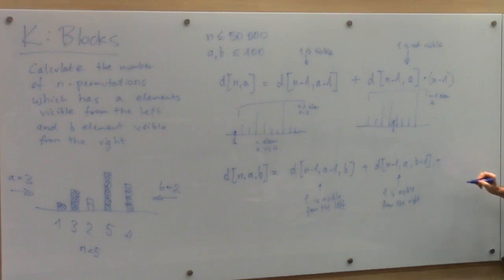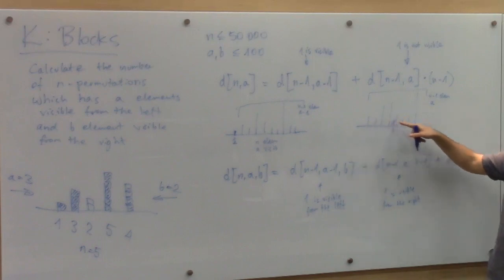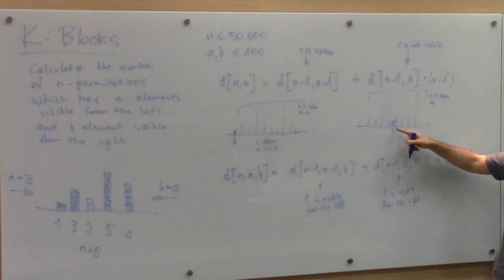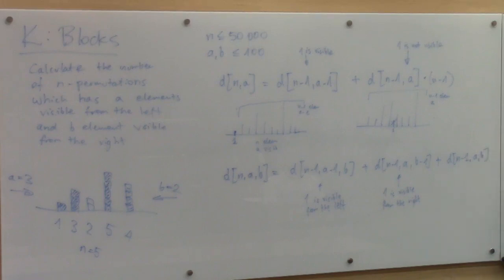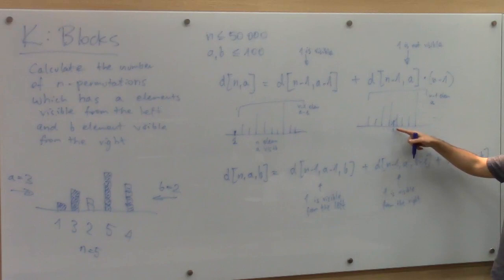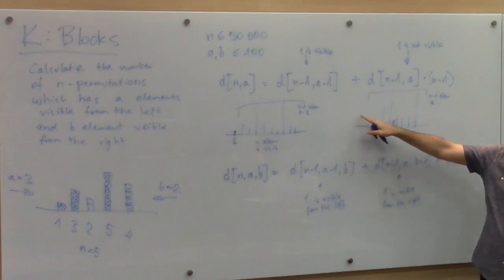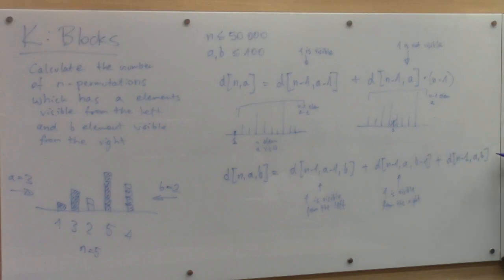And we are left with the last case where 1 is not visible. Then you can see that we have a permutation with 1 element less, and because 1 is not visible from the left and not visible from the right, we have a and b visible elements left. You have to multiply it by the number of possible positions for 1. Now you have n-2 possible positions because you cannot position 1 on the left and you cannot position 1 on the right. So this will be multiplied by n-2. So this is the case 1 is not visible.